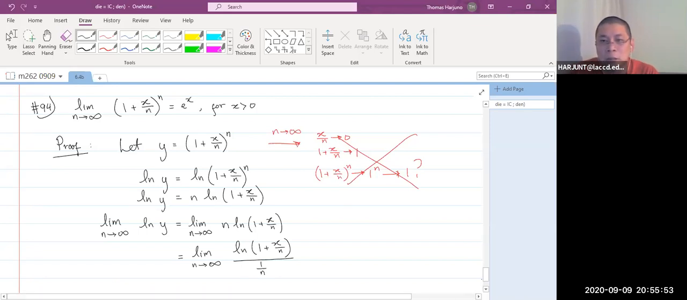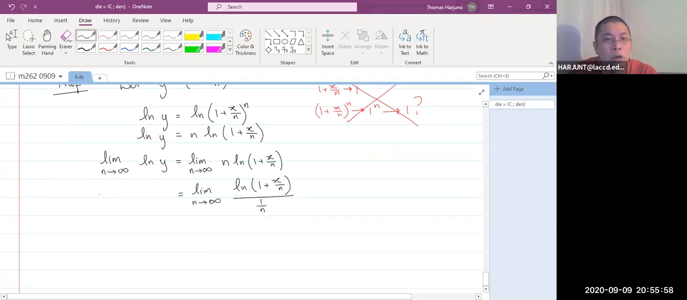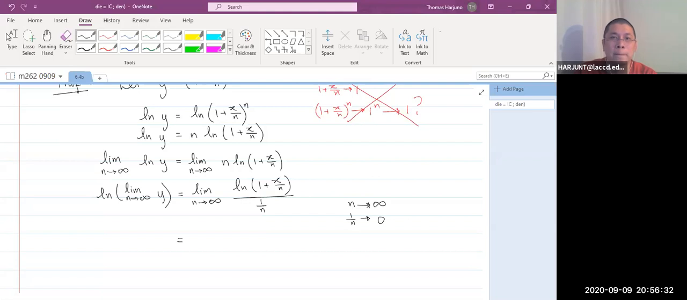Now on the left-hand side, we know that the limit of the natural log equals the natural log of the limit, as n goes to infinity of y. Now let's play further. When n goes to infinity, what will 1 over n be? Going to 0 from the positive side, right? So what will happen to x over n? It will be 0 positive also.